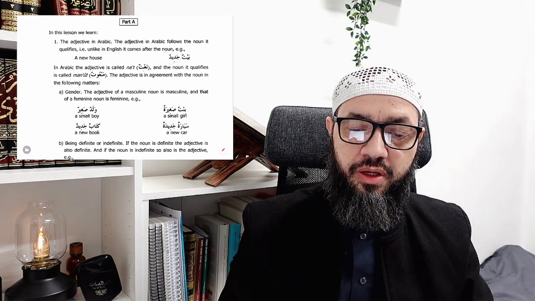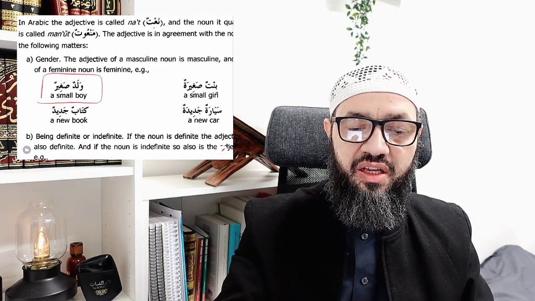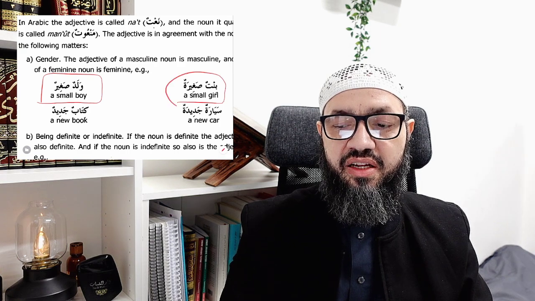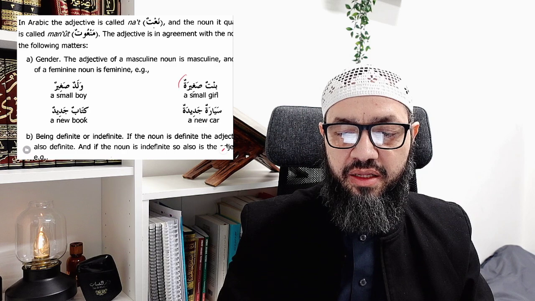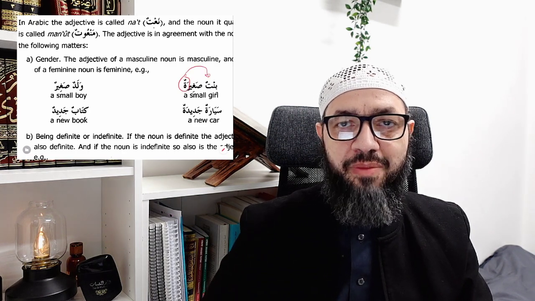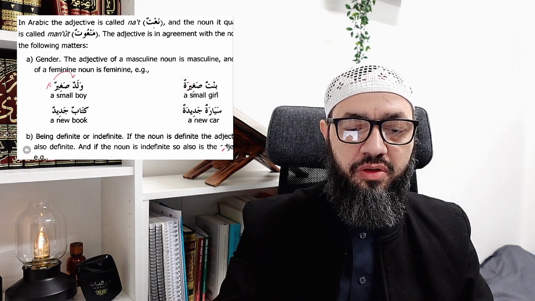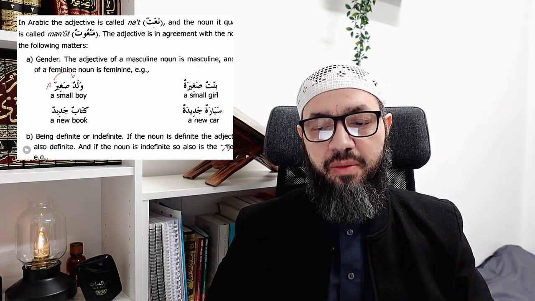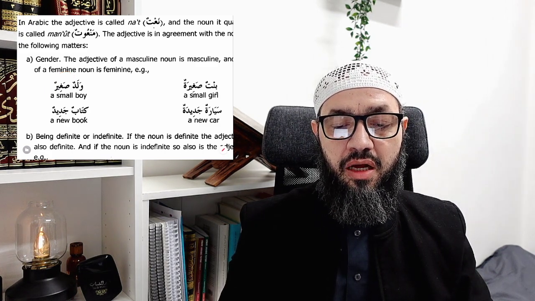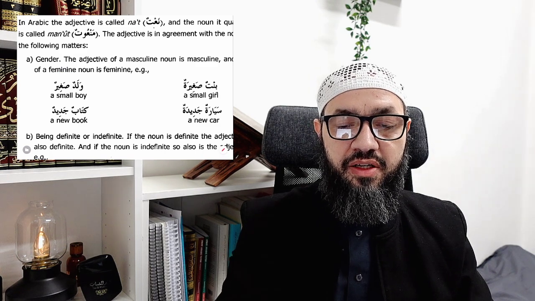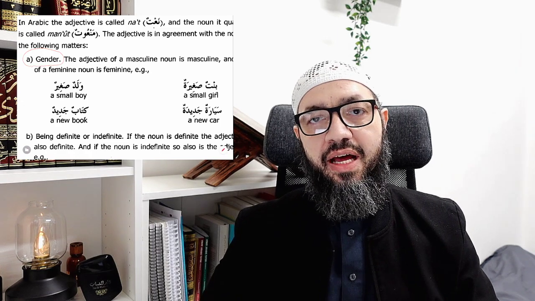Example, a small boy, that's the first one, and a small girl. Waladun saghirun, bintun saghiratun. Right, so the word saghir has a ta marbuta at the end because it's describing a feminine object or person, and here there's no ta marbuta because it's describing a boy, so it doesn't need a feminine marker. A new car, sayaratun jadidatun. A new book, kitabun jadidun. So that's the first thing. The adjective has to agree with the gender of the noun that it qualifies.